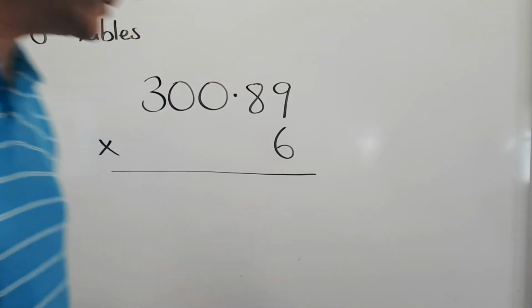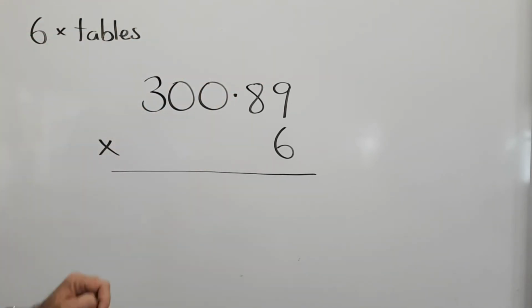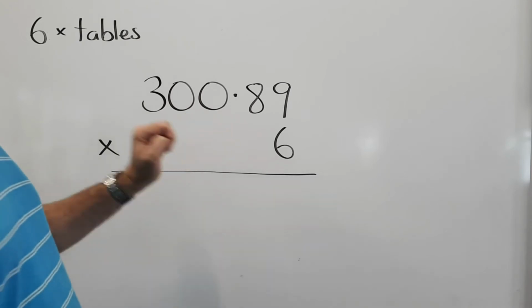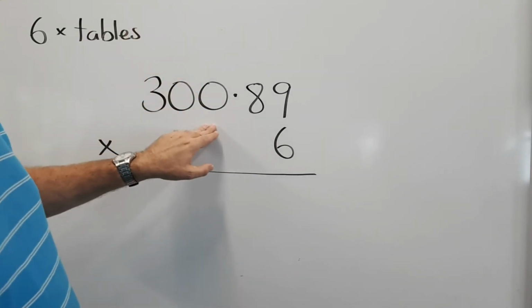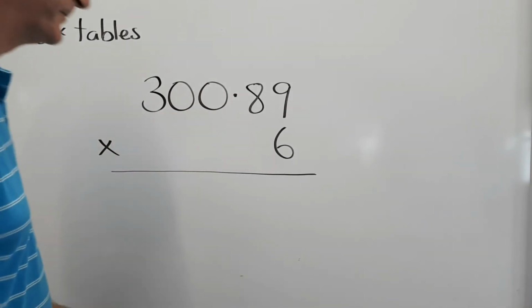Now, some people get tricked when they see 2 zeros. They go, oh no, what do I do with that? There's nothing to borrow from, or nothing to add on to. Don't worry about zeros. When you see them in numbers, there's always a way through.